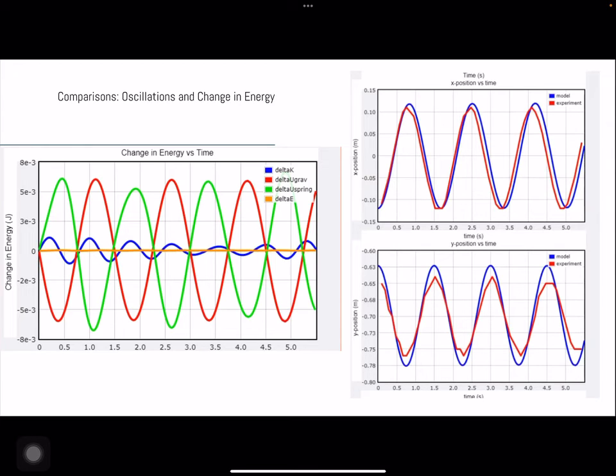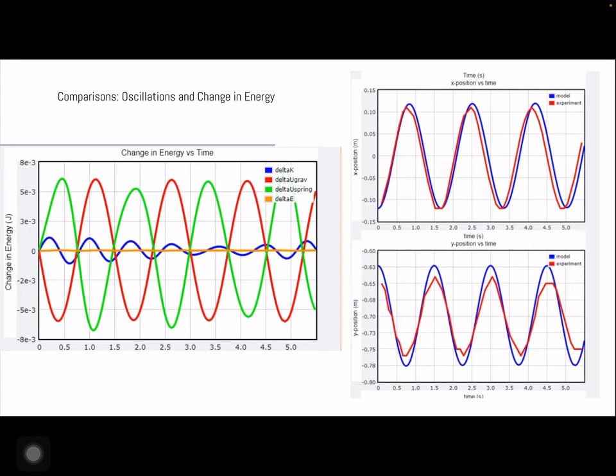On to the comparisons. First, we'll start with the energy graph, the change in energy versus time. As you can see, spring, gravitational energy, and kinetic energy were all present on the graph. They were all added together, and they had a constant change in energy where delta E is constant. And that makes sense because there's no work on the system from the surroundings, and that means the energy is constant. Since the model predicts the same, that the energy is constant, the energy principle is satisfied.